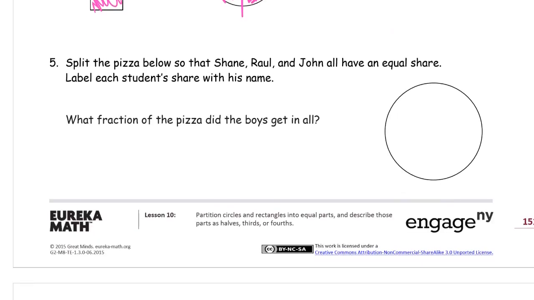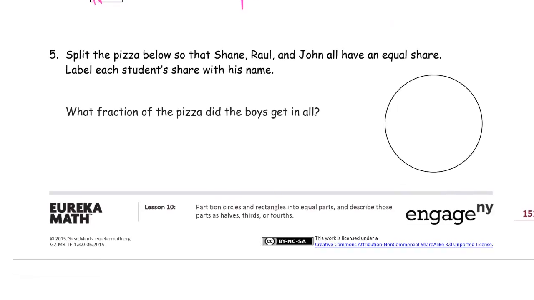Split the pizza below so that Shane, Raul, and John all have an equal share. So that's Shane, Raul, and John. There's 3 of them. So we need 3 equal parts. There's the center. And now the way to do equal parts with a circle, here's my pro tip. Start by going down first. Straight down from the center.